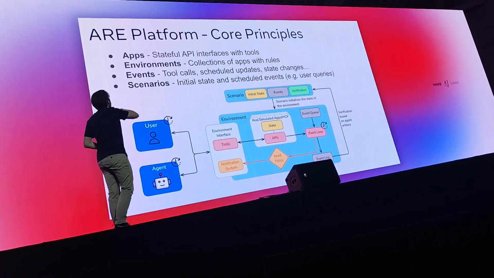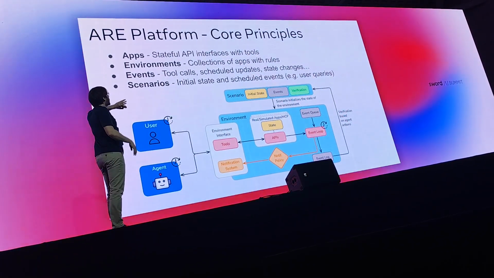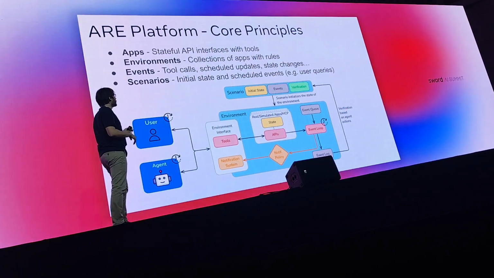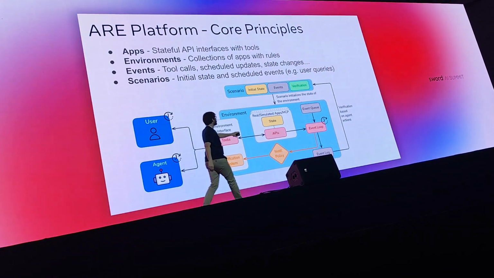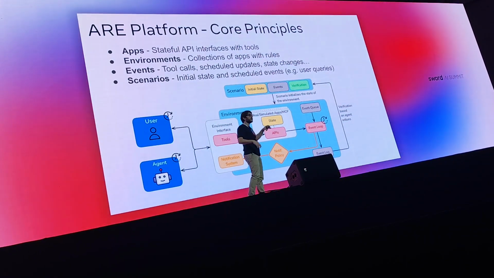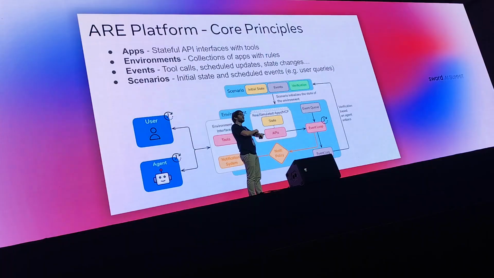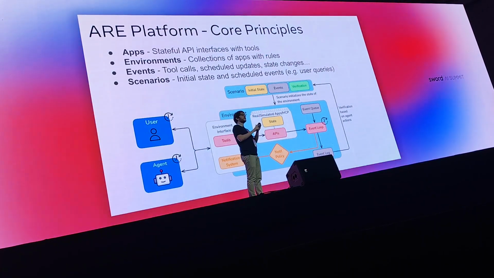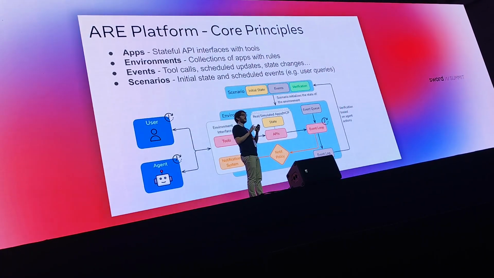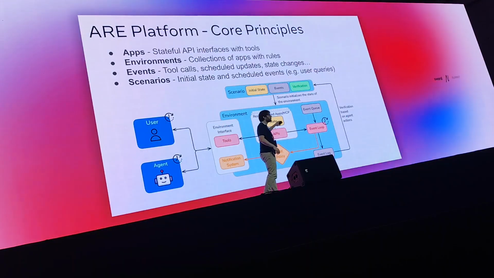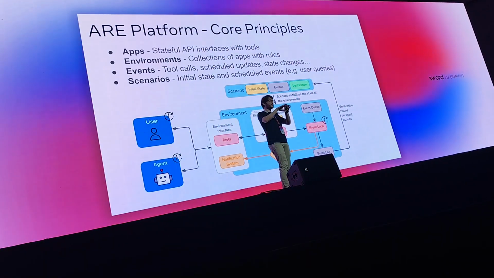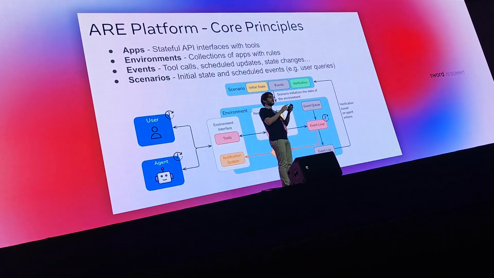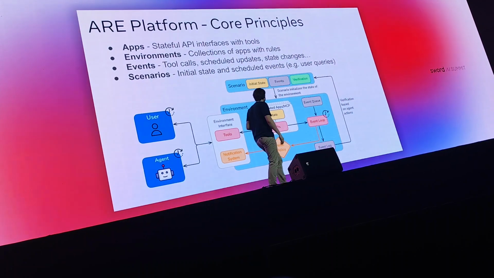The platform relies on some core principles. First, we have what we call an app. An app is just a list of tools. You can think of an email app, where you have tools to send an email, fetch or receive emails, and so on. And apps have a state. The state is the data linked to these tools, like the history of emails.